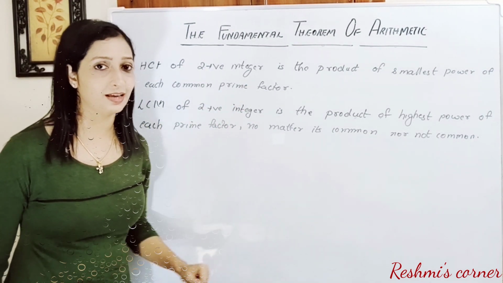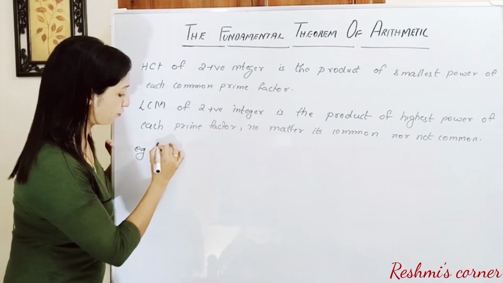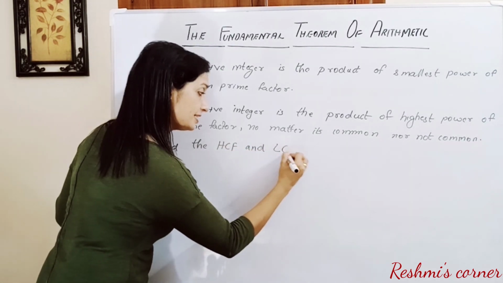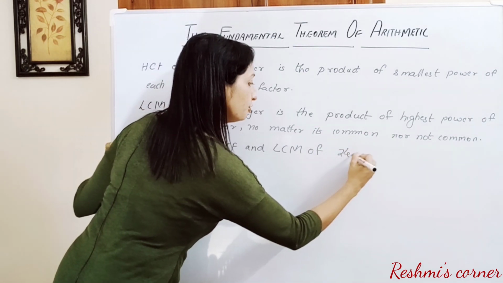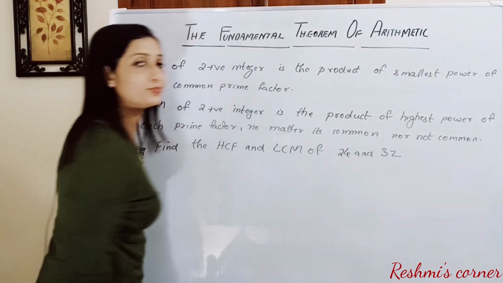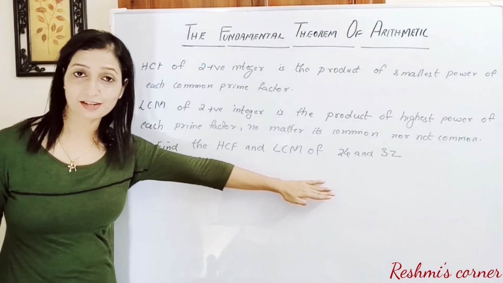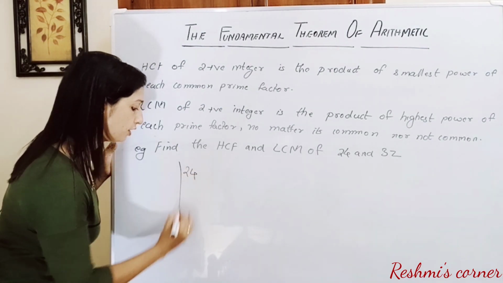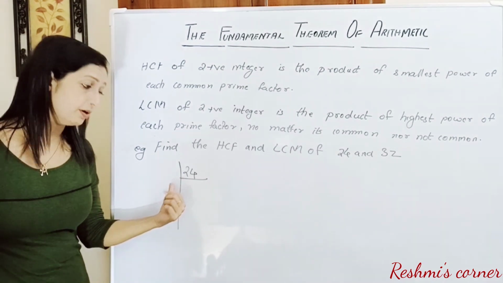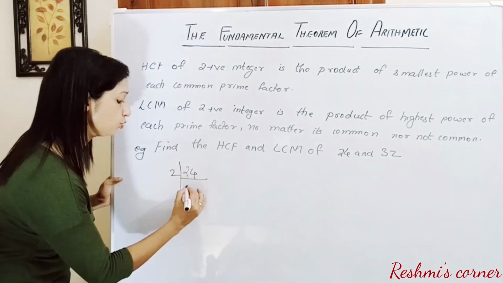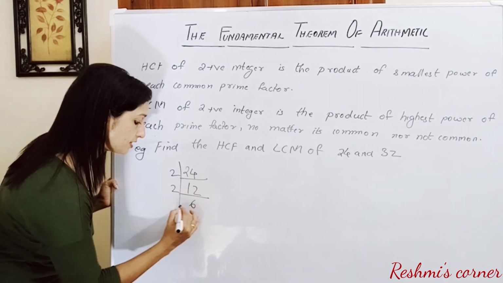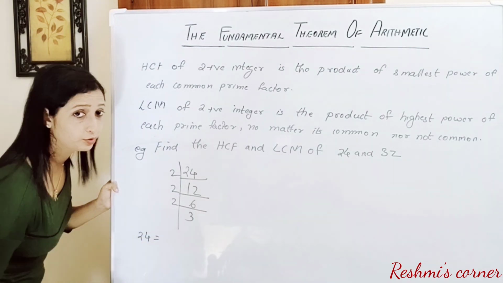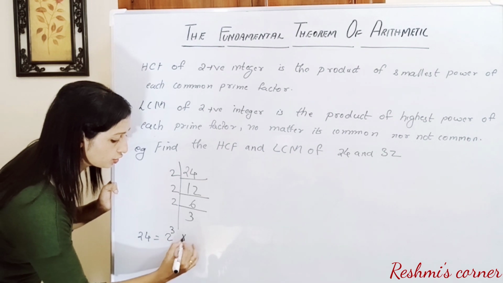So let's move on to an example, and the example is to find the HCF and LCM of 24 and 32. Now, how do we find the HCF and LCM? By prime factorization. So, let's first do the prime factorization of 24. Now, which is the lowest prime number by which you can divide 24? It's 2. You get 12. Again, it's 2. You get 6. Again, it's 2. You get 3. So, how can we write 24? 24 can be written as 2 cube into 3.